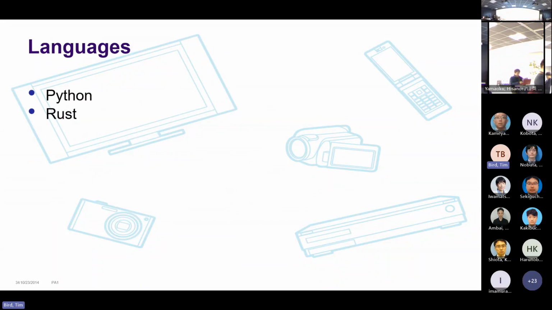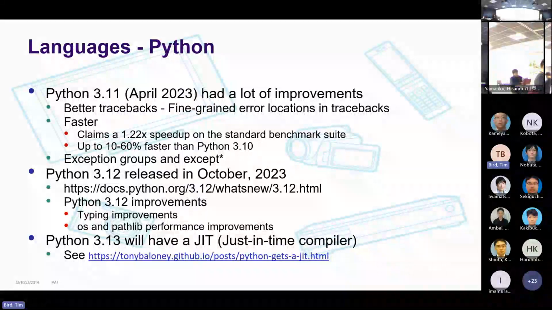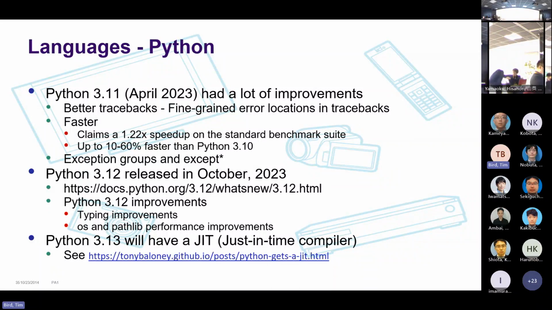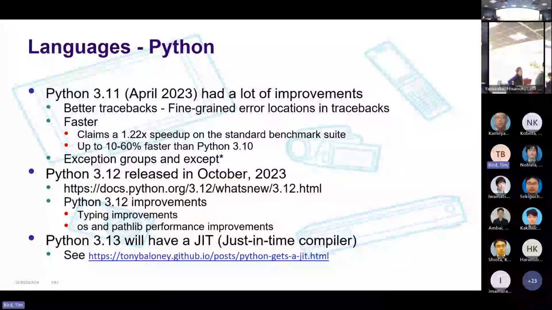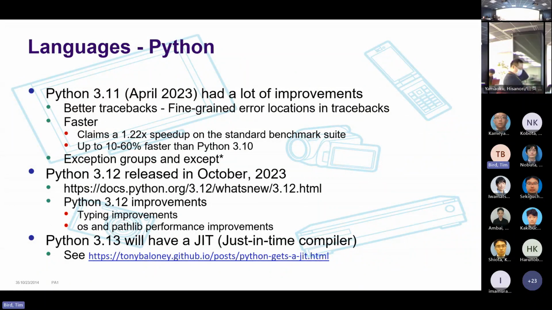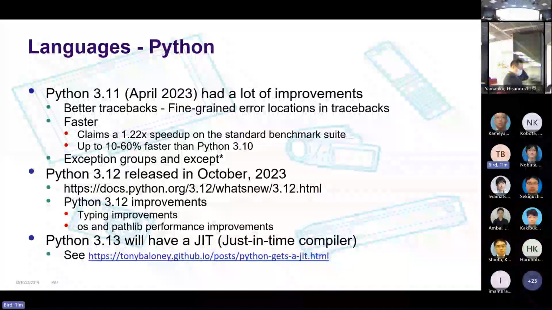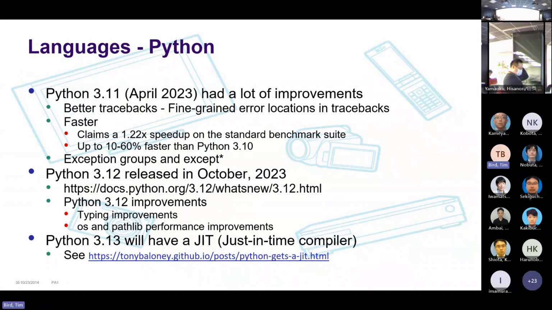In terms of languages, I'll just talk really quickly about Python. So Python, I think the biggest news on this one, they've been working a lot on speed. But Python 3.13 will have a just-in-time compiler. I haven't seen any benchmarks for what this is going to do to speed things up. So in Python 3.11, they were doing a lot of speed ups, and they've added some specializing things to the interpreter.